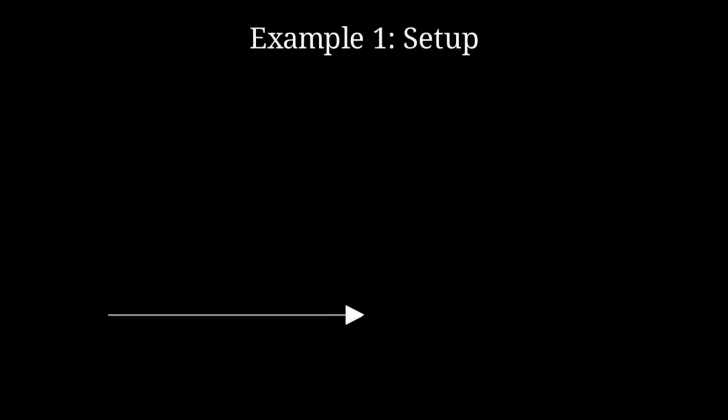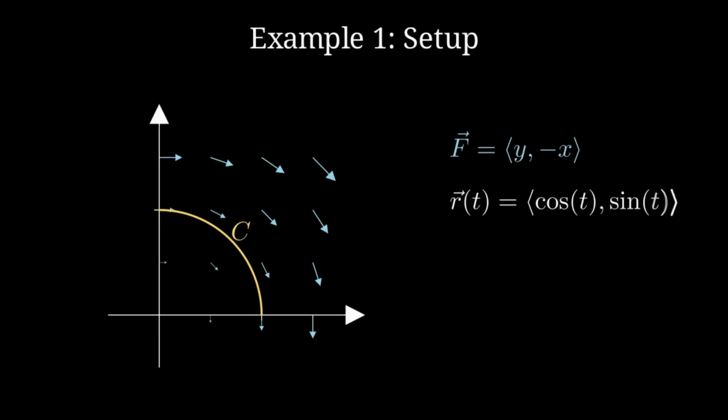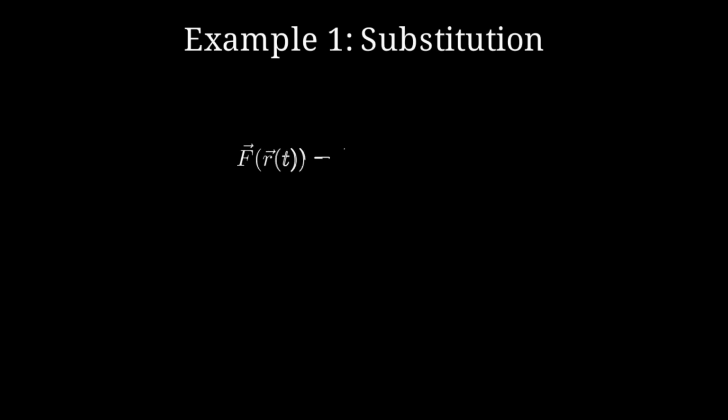Let's calculate the work done by the field F equals y, negative x along a quarter circle. First, we parameterize the circle using sine and cosine, and identify our limits of integration from 0 to pi over 2. Next, we substitute our parametric expressions for x and y into the vector field.